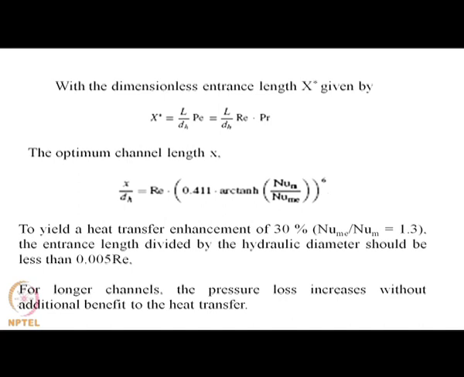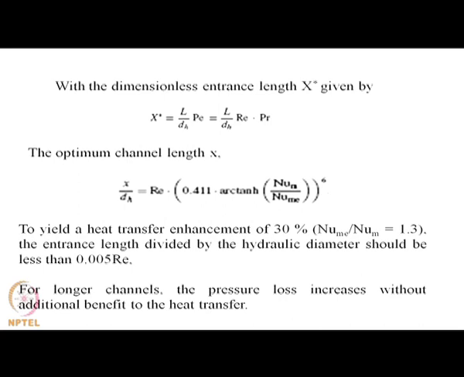Just to give you an example, in order to obtain a heat transfer enhancement of 30%, such that Nusselt number m e, the Nusselt number for the developing flow, or the Nusselt number when there are a number of bends present in the flow path, divided by Nusselt number m, which is the fully developed condition, is equal to 1.3, the entire length divided by the hydraulic diameter, L by dH, should be less than 0.005 times the Reynolds number.